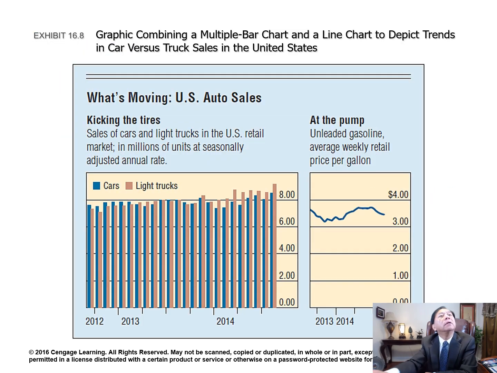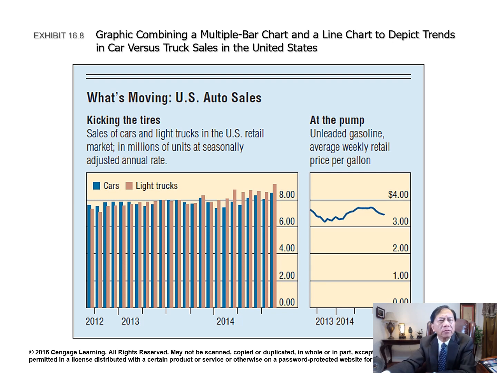Bar chart. This one shows what is moving U.S. auto sales. Okay, kicking the tires. Sales of cars and light trucks in the U.S. retail market in millions of units as a seasonally adjusted annual rate. Okay, the blue are cars. And this color, beige or whatever, that's the light trucks. Okay, this one's premium upgrade unleaded gasoline average weekly retail price per gallon. Okay, around $3 and $4.